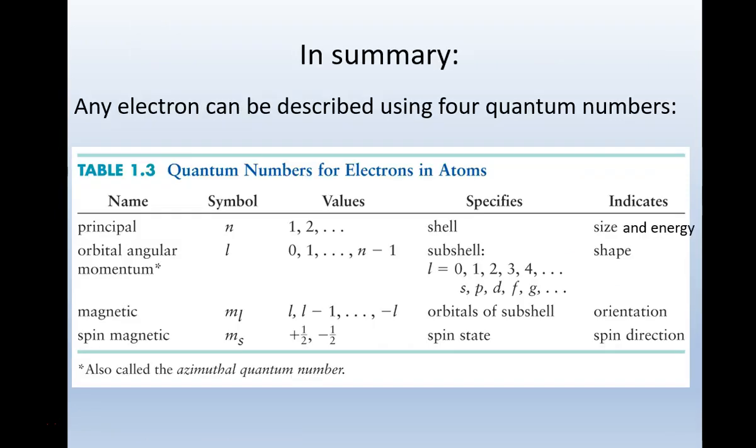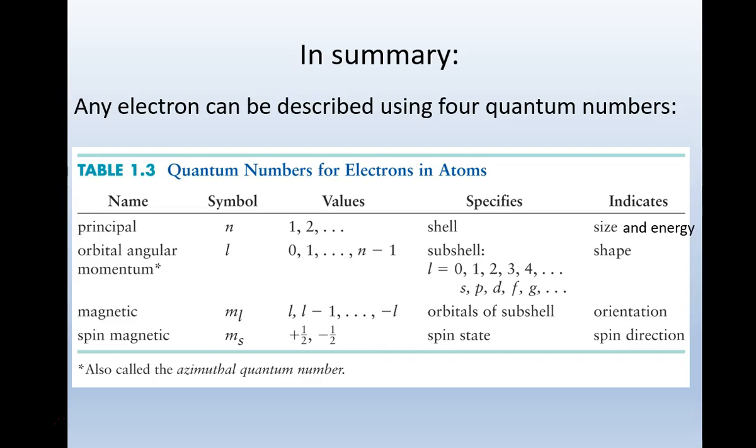So let's summarize the 4 quantum numbers in the lesson. The principal, abbreviated with the symbol n, and the possible values 1, 2, and so forth to infinity, specifies the shell and represents the size and energy of the orbital. The orbital angular momentum quantum number is represented with the symbol L, and the values are 0, 1 to n-1. It specifies the subshell. The values of L are represented with the numbers 0, 1, 2, 3 that represent the shape of the orbital, SPDF. And again, this number represents the shape of the orbital.